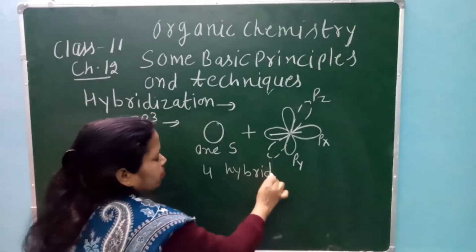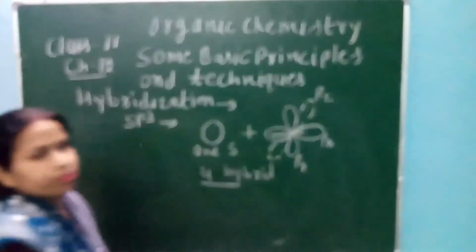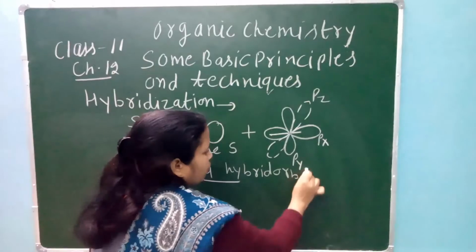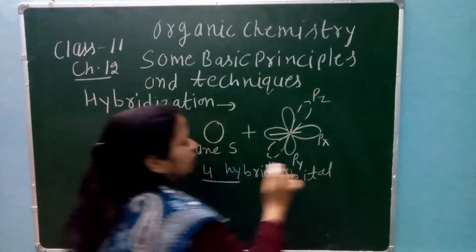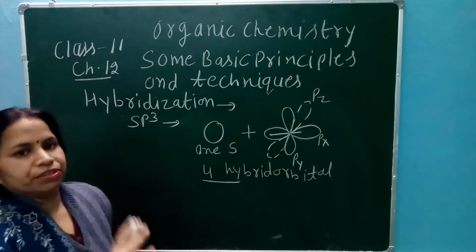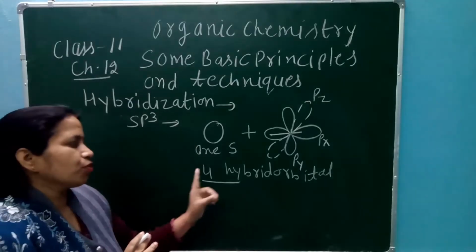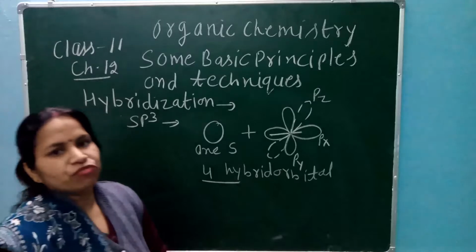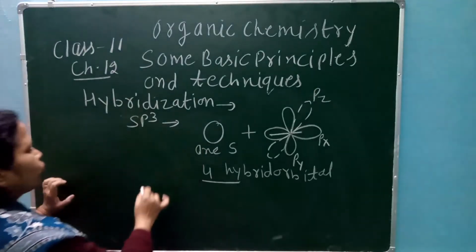How many hybrid orbitals? 4 hybrid orbitals. Why? One s and 3p. Total count 4, and 4 hybrid orbitals are formed. So how to form 4 hybrid orbitals?